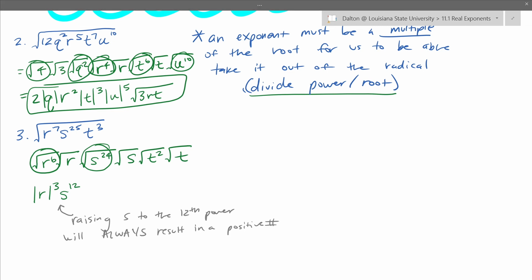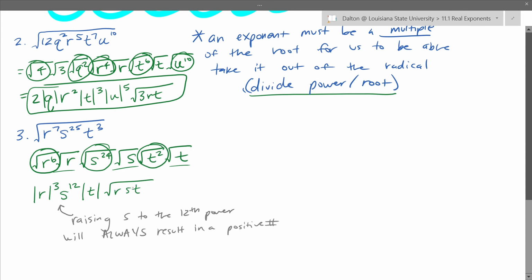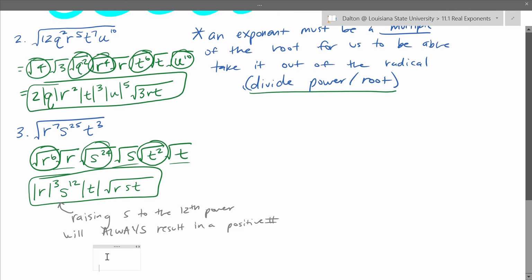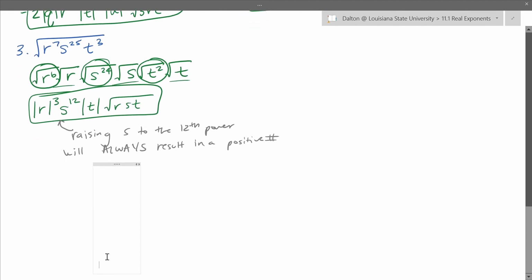Okay, the square root of s is not square, so I'm going to skip over to the square root of t squared, which will be the absolute value of t. And then my other three terms, square root of r, s, and t, will just remain under that radical symbol. So there would be my final answer. So those examples really practiced the whole absolute value idea when your root is an even root.